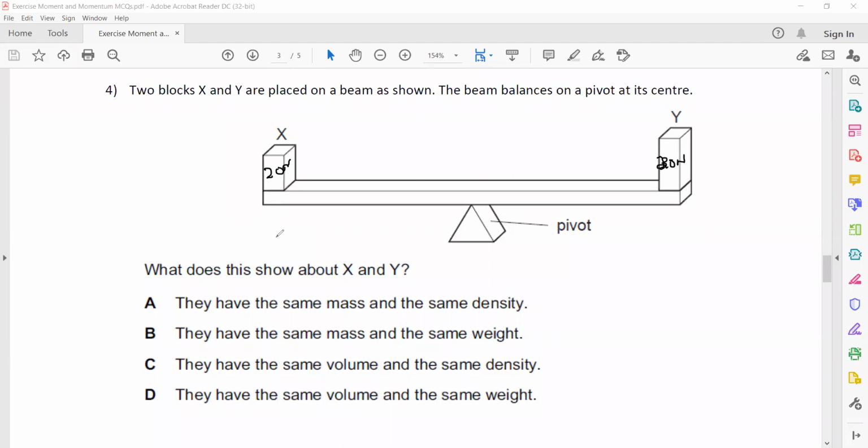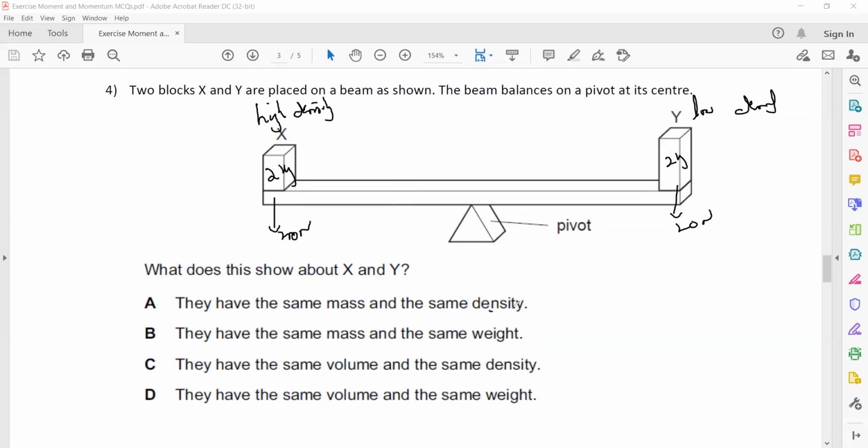Or this will be 2 kilogram, 2 kg or 20 Newton object. This will be 2 kg or 20 Newton object. But why are their densities not the same? Because they have different volumes. So this object will have more mass in a small volume. So X is denser, or X has high density, and Y has low density.